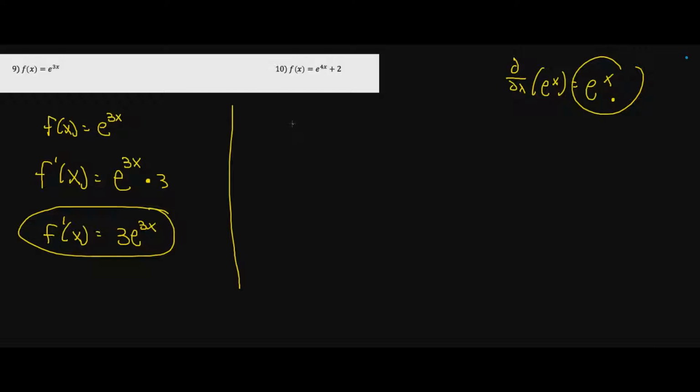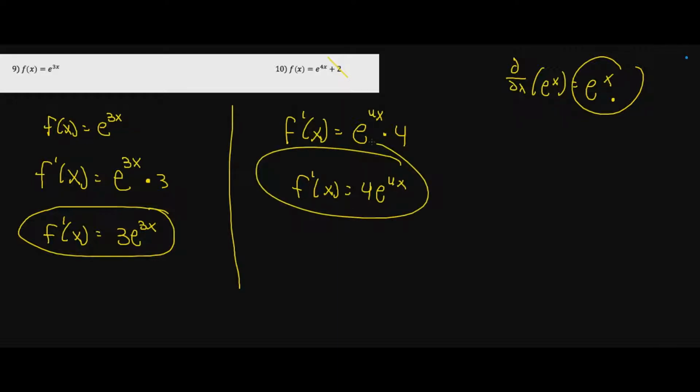Going to problem number 10, if I take the derivative of this function, it doesn't matter, e to the 4x stays the same. So the derivative of e to the 4x is e to the 4x. But what's the derivative of the 4x? It's just 4. And the derivative of 2 is gone. So we get f prime of x is equal to 4e to the 4x. And that would be the function there. Just to show you, these derivatives stay the same. They will not change.